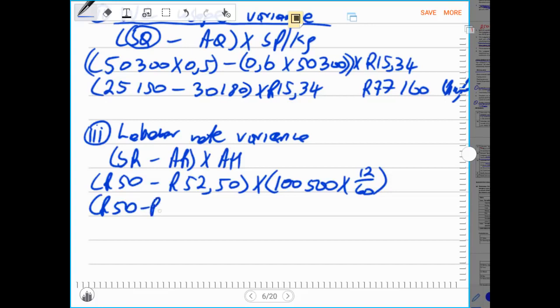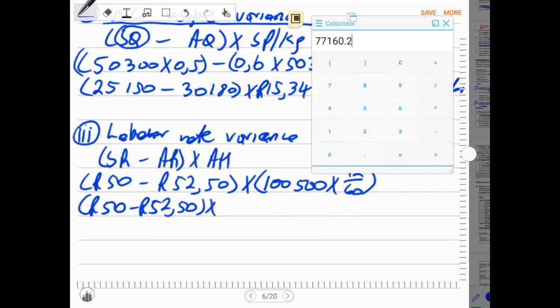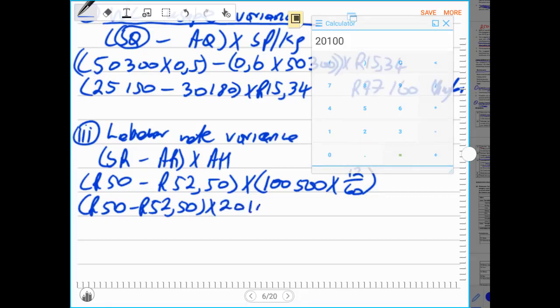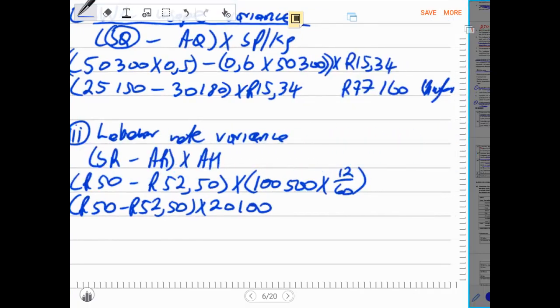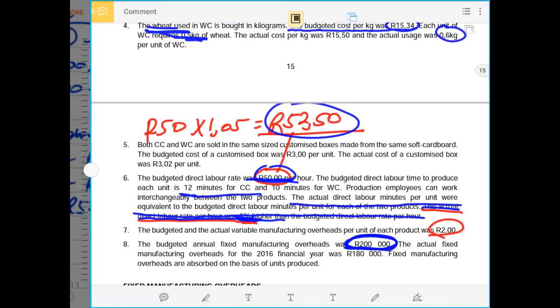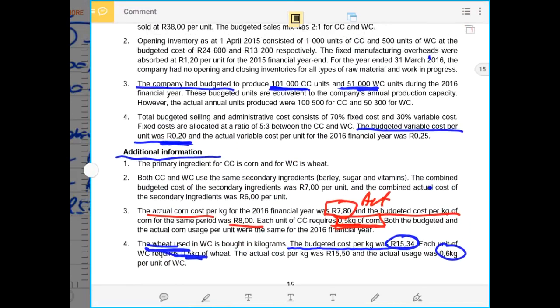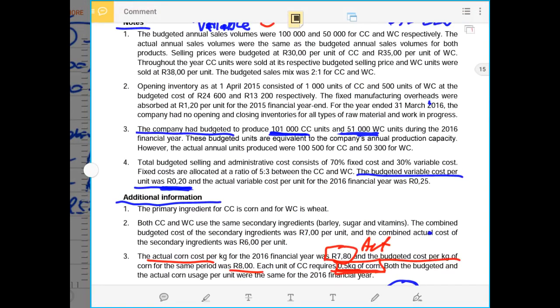So it's 50 minus 52.50. Times this by actual hours. Actual hours will be 12 over 60. Times this by 100,500, which was the actual production, and this gives us 20,100 hours. Let us confirm that our actual production is 100,500 units. Always is good to affirm in this type of exercise.